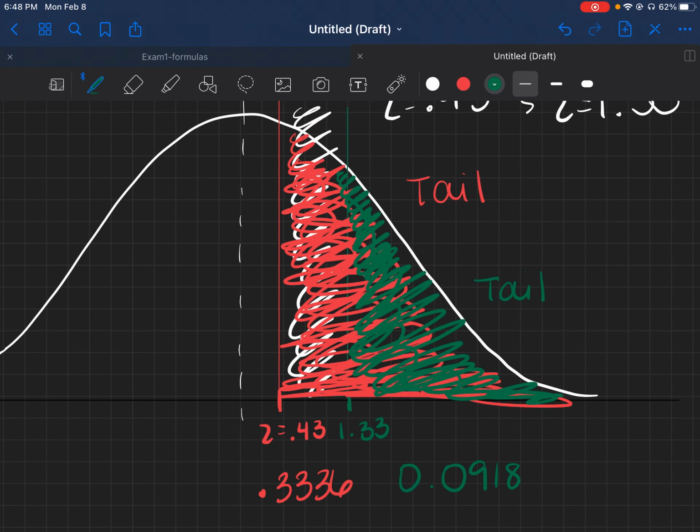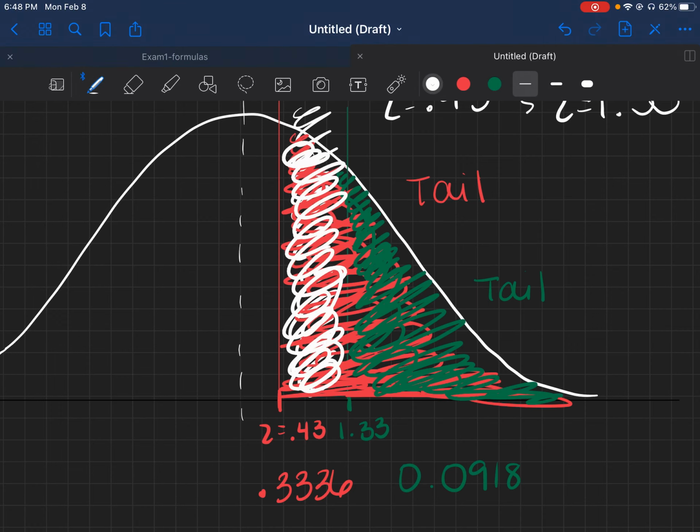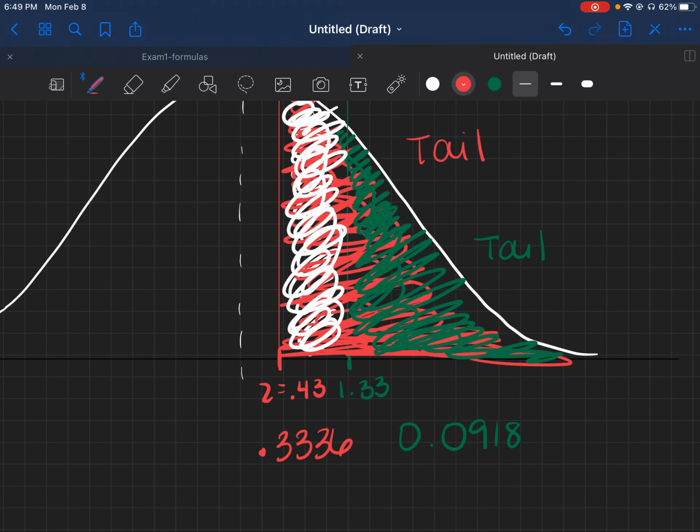Okay, so in order to find this white area that we're looking for, we need to subtract the green from the orange, because that white portion is a portion of the orange area excluding the green. Hopefully that makes sense, but in order to find the white, we're just going to have to take the green away from the orange. So we are going to do 0.3336 minus 0.0918. I'm just going to grab my calculator here and do that.